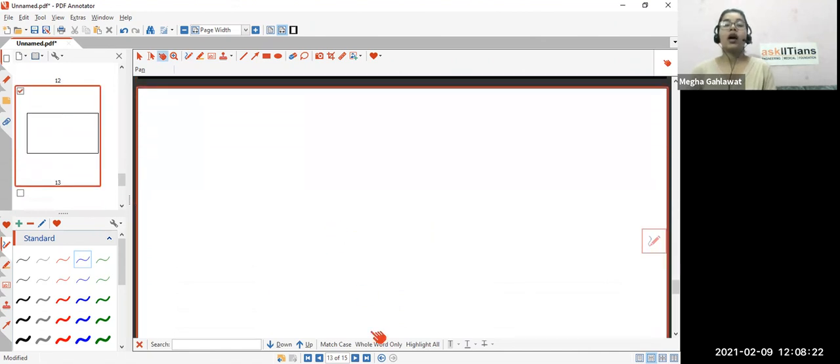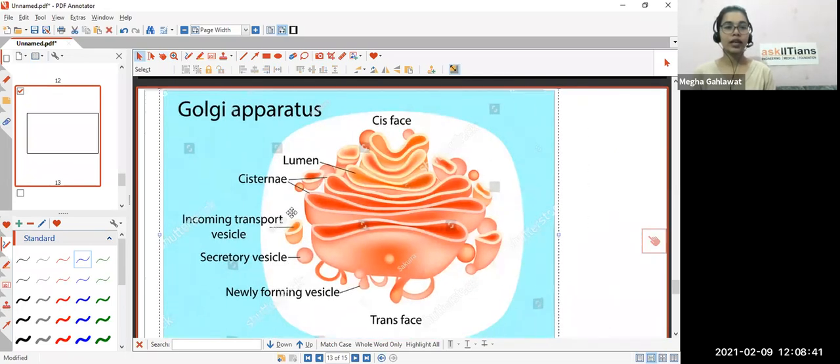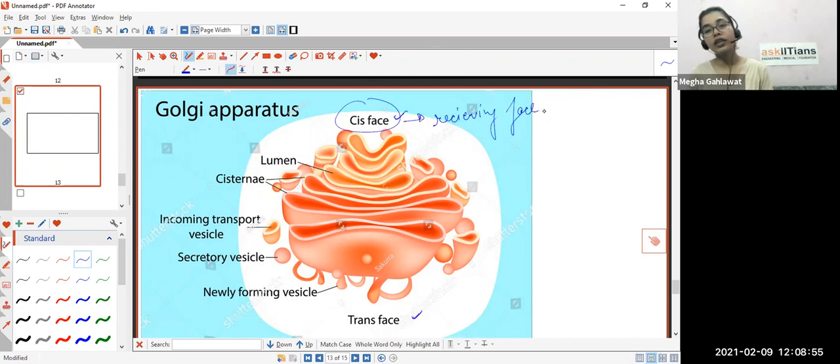Now see, the structure of the Golgi apparatus is very, very peculiar. It's very particular, which we'll be talking about first. So the Golgi apparatus has two phases. What you see in the Golgi apparatus right now is that it has two phases: a cis phase, and a trans phase. The cis phase is the receiving phase. Everything that is made in the endoplasmic reticulum will be dispatched from it in vesicles.